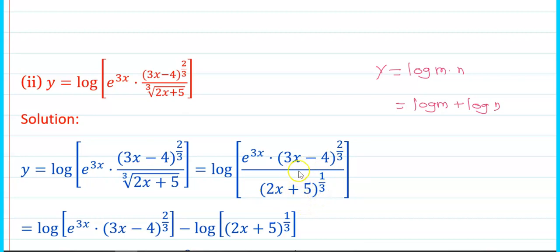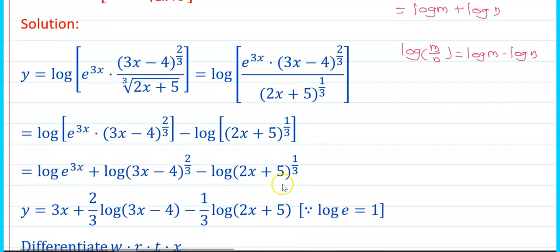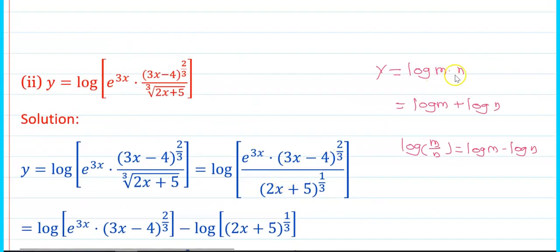But first, here we apply two rules. Again, log of m upon n means what? Log of m minus log of n. Okay, numerator multiplication upon the denominator. Log of m upon n is log of m minus log of n, means what? (2x plus 5) raised to 1 by 3. Again here the product rule. Log of m into n means what? Log of m plus log of n.